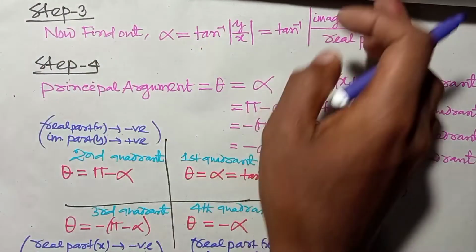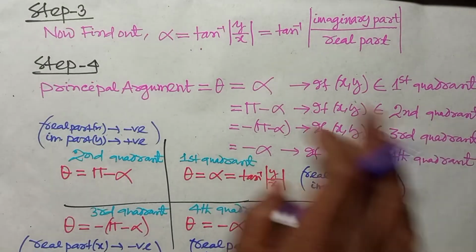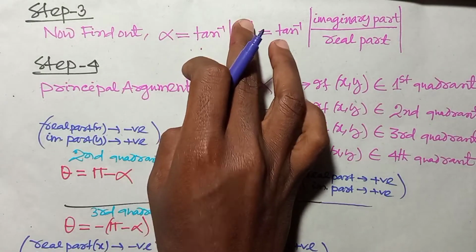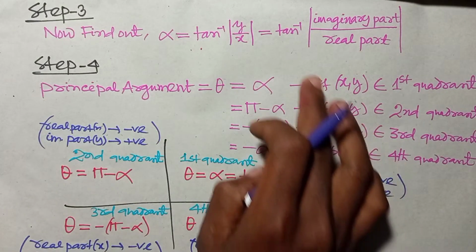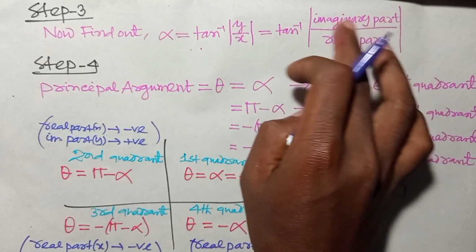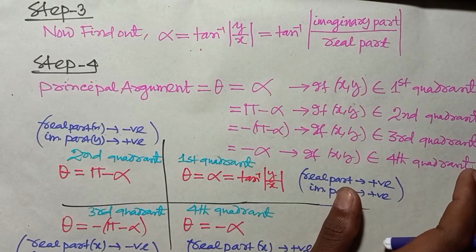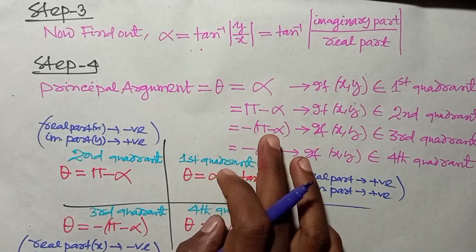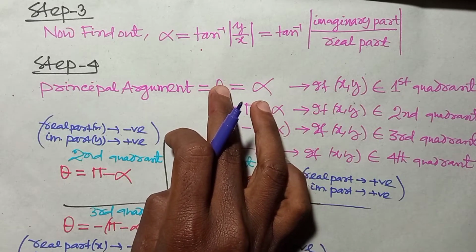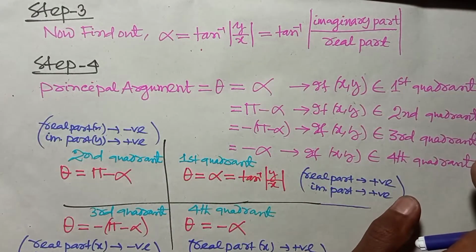Next you have to find out the value of alpha, which is nothing but tan inverse modulus of y upon x, or you can say that alpha equals tan inverse modulus of imaginary part upon real part. Now your principal argument, which is equal to theta, will be alpha if this point belongs to the first quadrant.